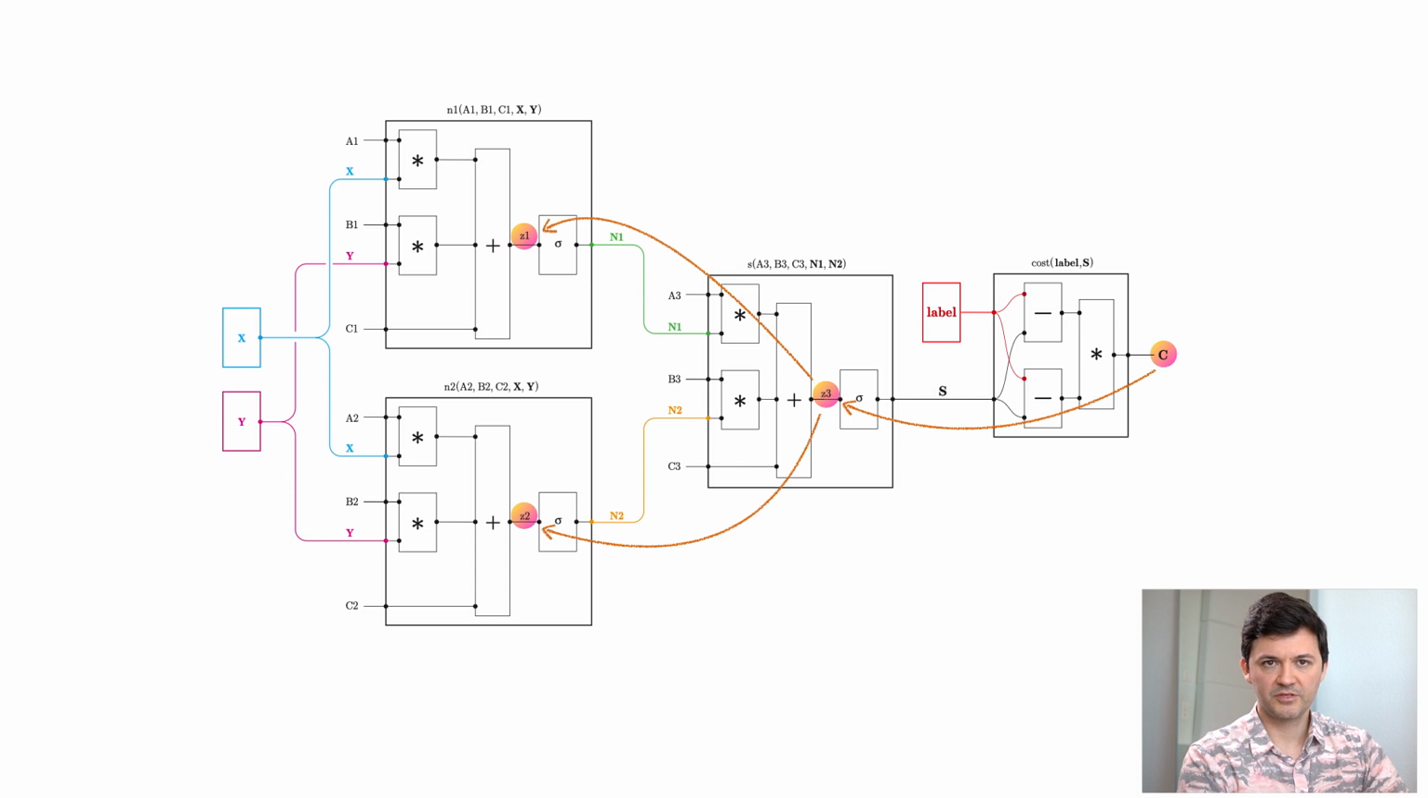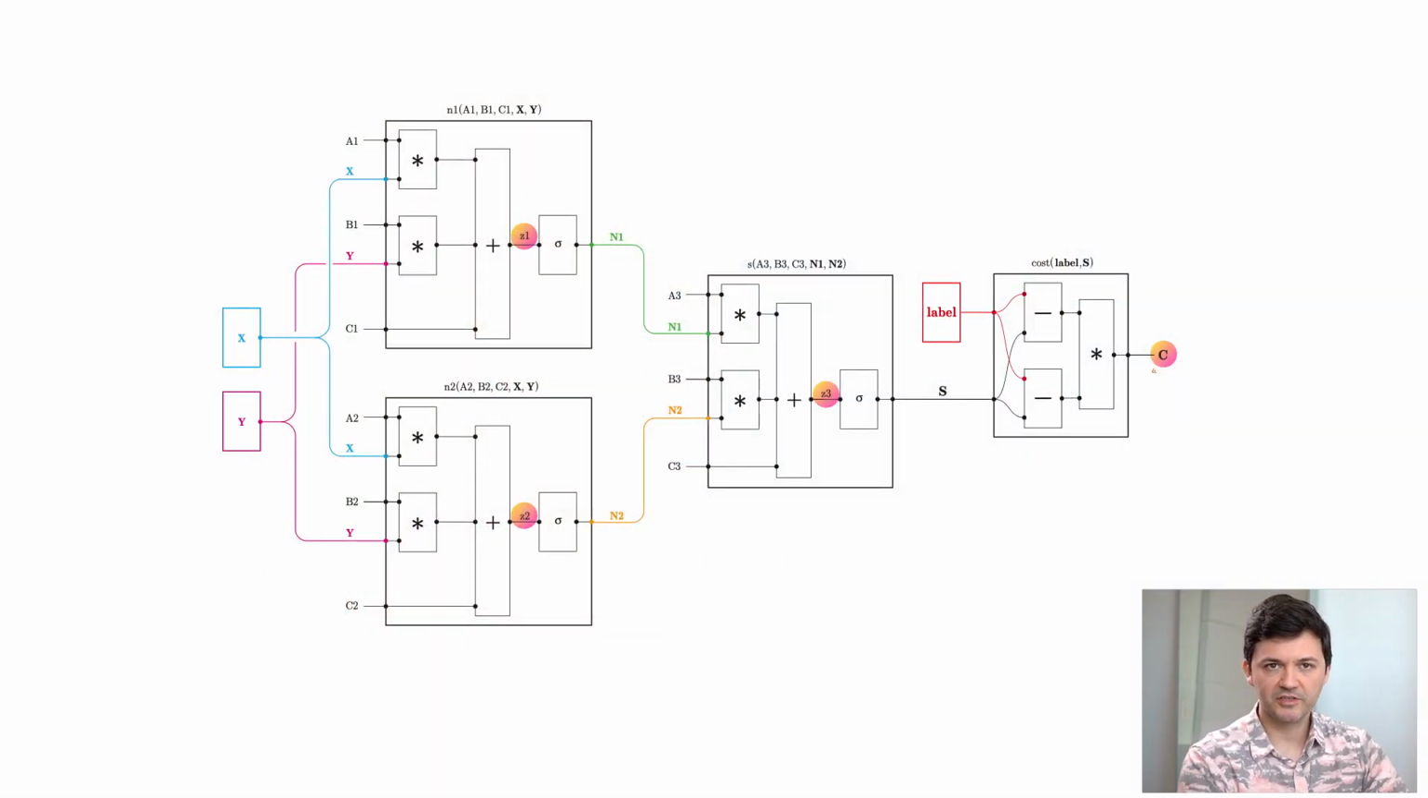So as you can see, delta C over delta Z1 will be equal to delta C over delta Z3 times delta Z3 over delta Z1. And in this case, delta C over delta Z3 times delta Z3 over delta Z2. Now let's compute these three partials.